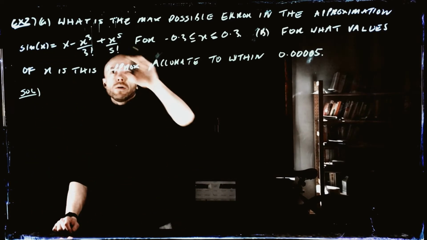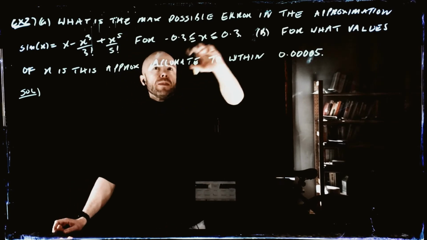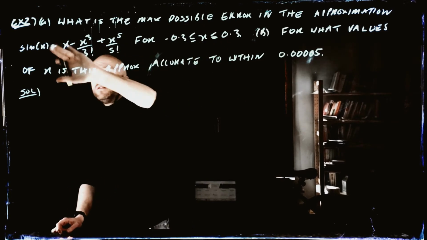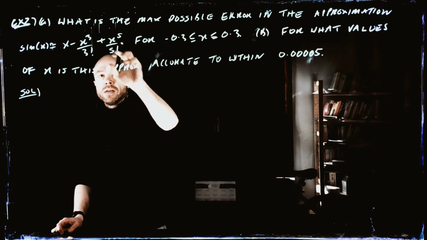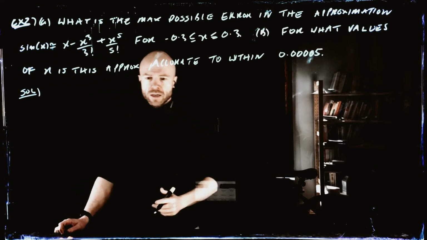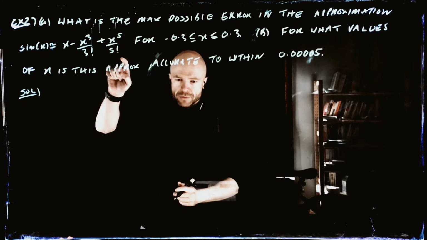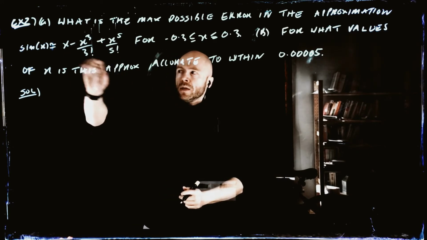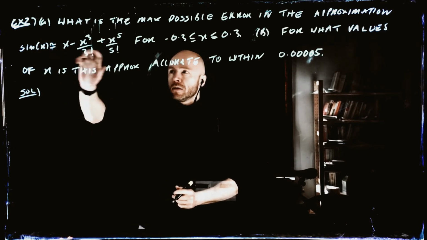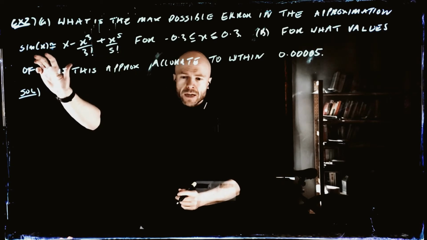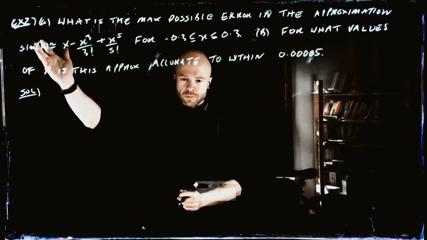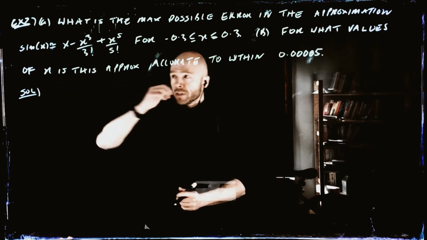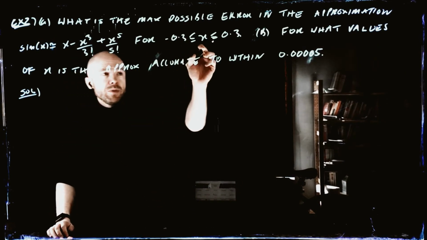So let's see what the question is asking us. So what's the maximum possible error in this approximation? Okay, so sine is approximately equal to this. This is the 5th degree Taylor polynomial. This is a polynomial of degree 5, right? And it's asking us how close the 5th degree Taylor polynomial is to the actual function, which is given by its Taylor series. Yeah? So, over this particular interval.